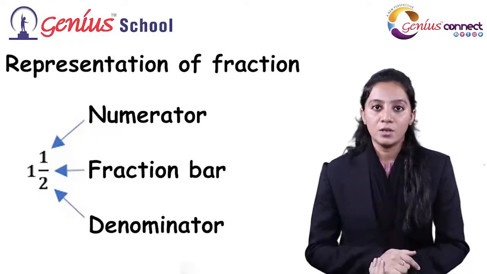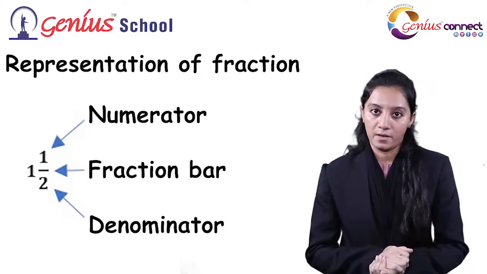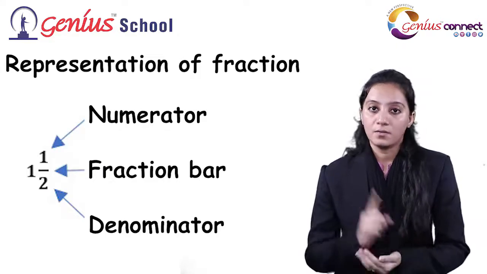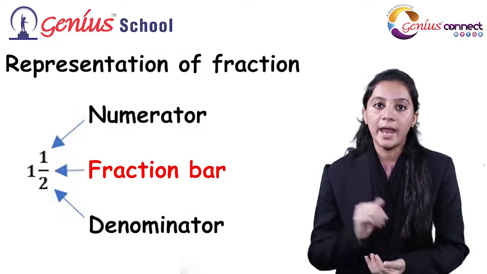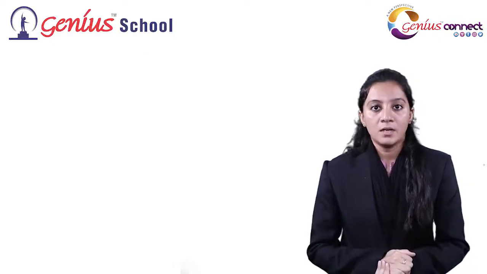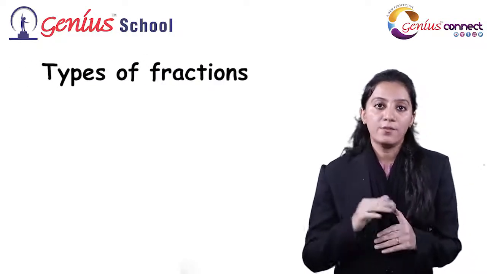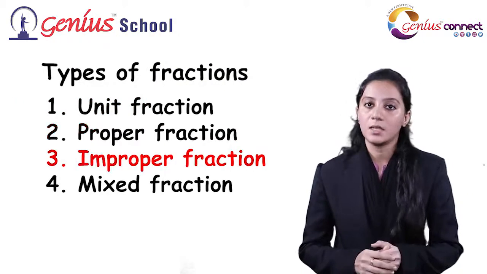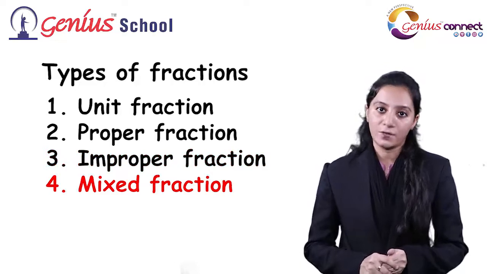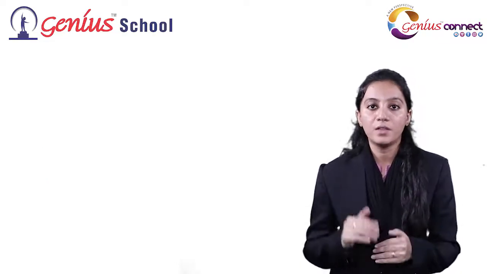We will start with the representation of a fraction. You can see the example 1/2, right? Here 1 is the numerator, 2 is the denominator, and that line represents the fraction bar. Now the types of fractions. There are 4 types: first is unit fraction, second is proper fraction, third is improper fraction, and fourth is mixed fraction. Now we will learn these in brief with examples.